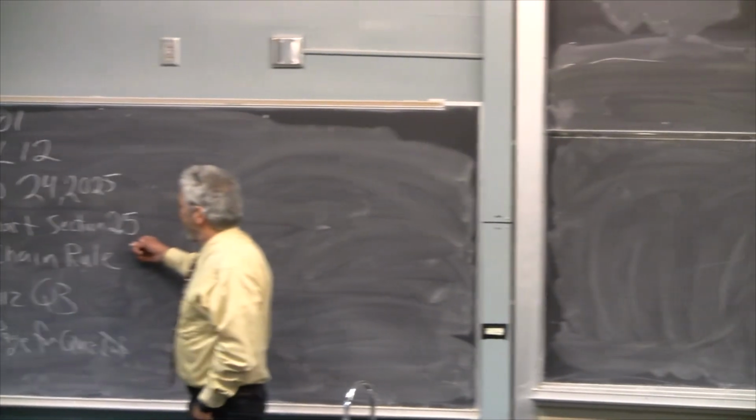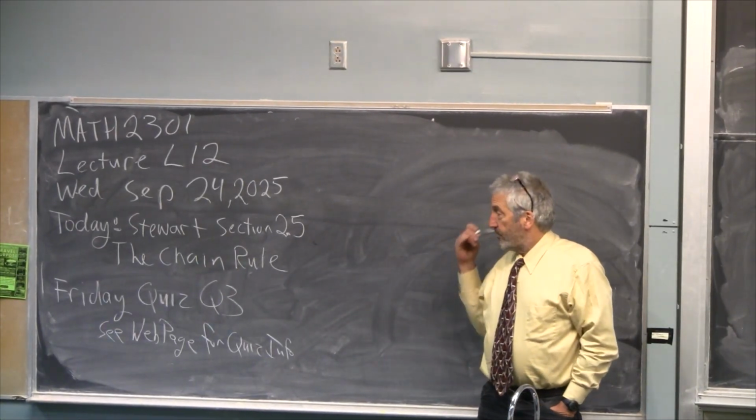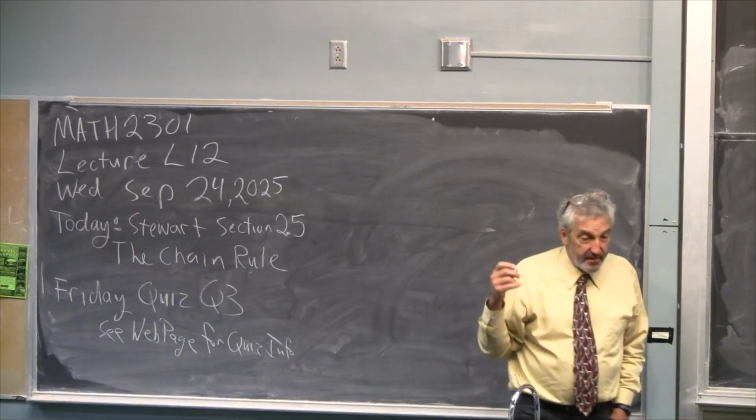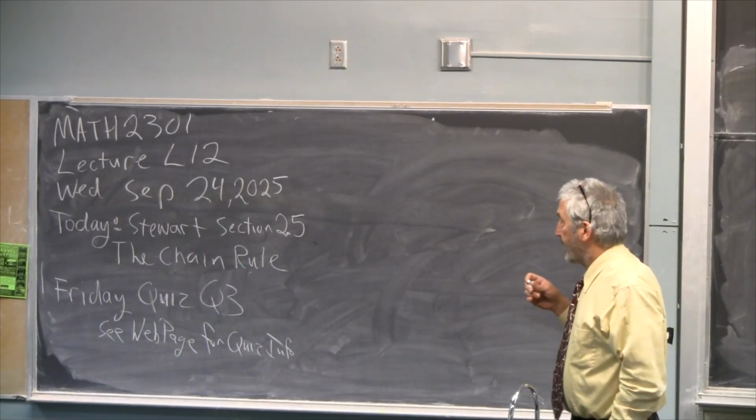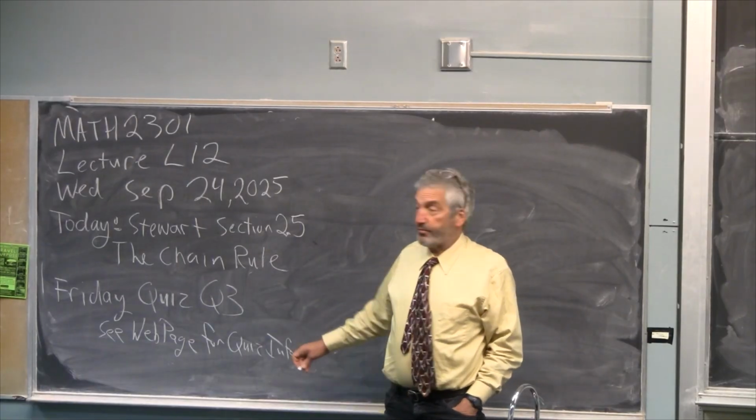Today we're going to be talking about section 2.5, the chain rule. Friday we're going to be discussing implicit differentiation, and Friday's quiz 3. I just posted quiz info for quiz 3 on the webpage.